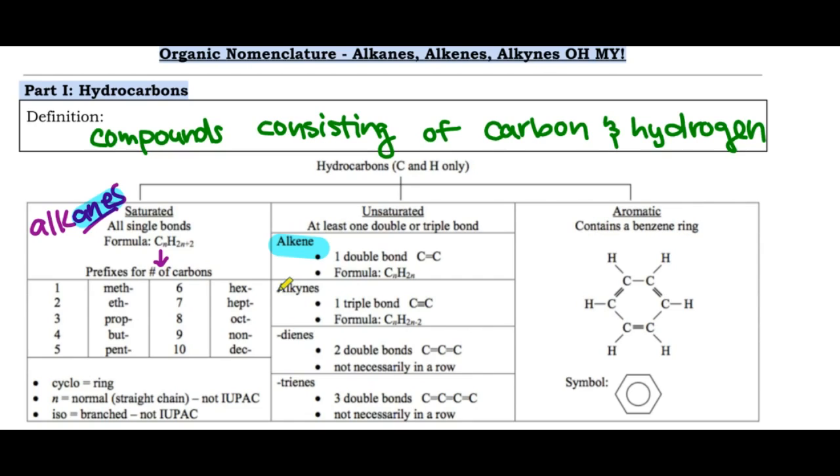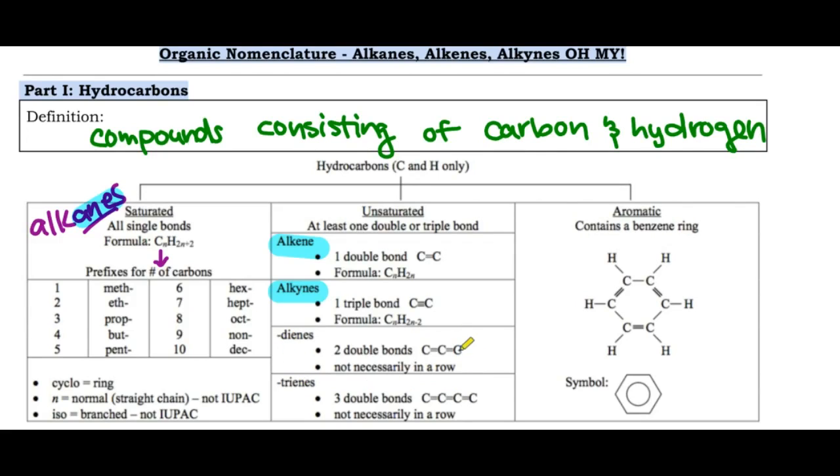We also have alkynes as part of our unsaturated hydrocarbons. It consists of at least one triple bond, and therefore it will have a different formula. It is now Cn, so it's still dependent on the number of carbons, but the H has the formula of 2n minus 2.